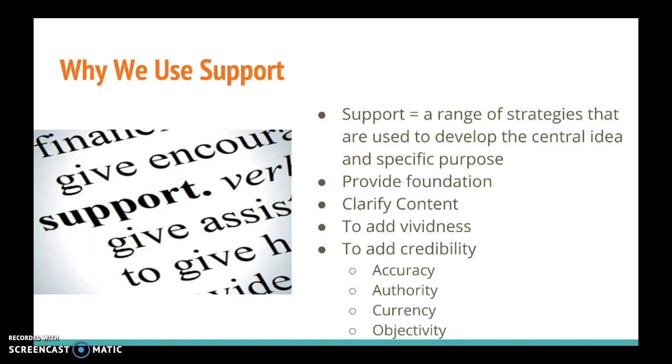So I highly recommend that you go to your textbook and take a look at those questions that you should ask yourself whenever you are looking at using a piece of support within your speech.